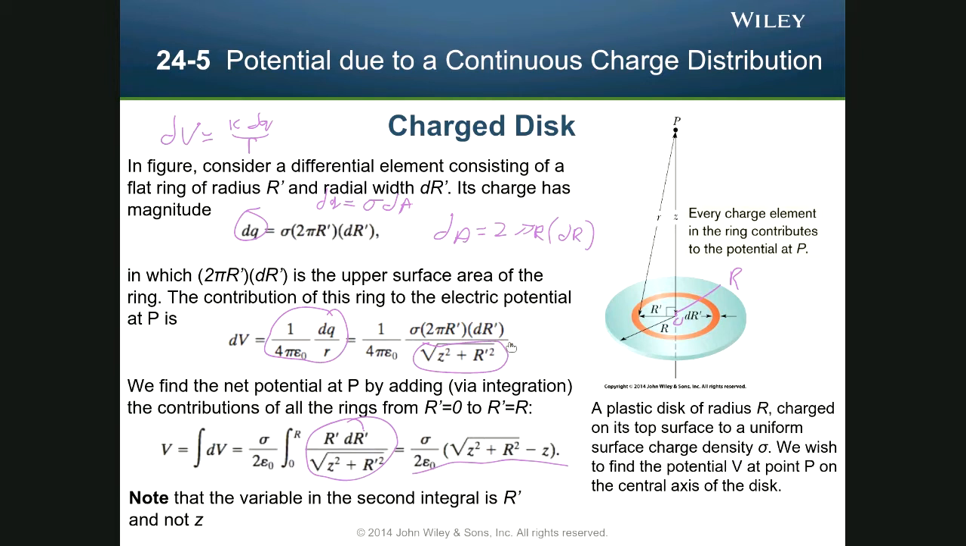The next step is to figure out our limits of integration. So we want to sweep out the whole shape. So we start at 0. And we increase the size of our little dr disk here to get to the full disk. So that's 0 to r. We look up the integral in the table. We're done. We've got our voltage. Okay?